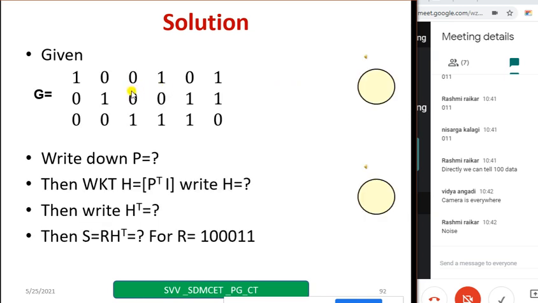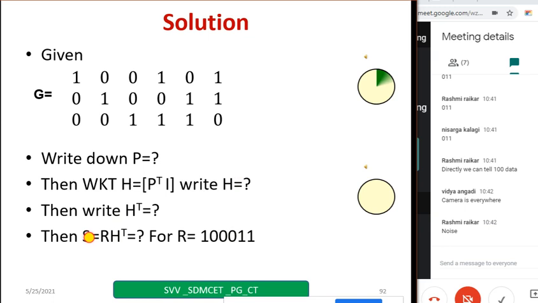G is given. Write down the P. We know that H is equal to P transpose I. Write the H, then write the H transpose. Then find S equal to RH transpose for this received. If S equals 0, then whatever we told in the beginning, the 3 bits are correct. That will be the data.